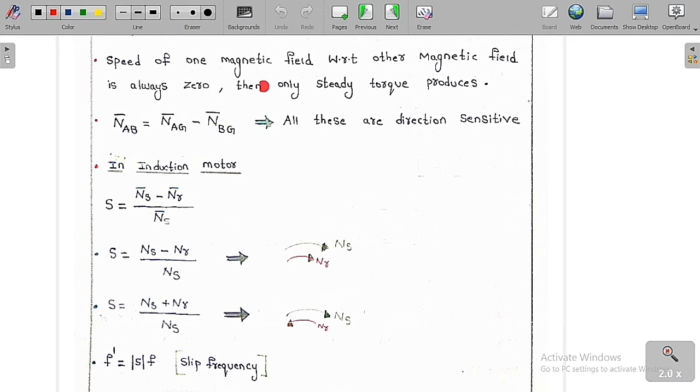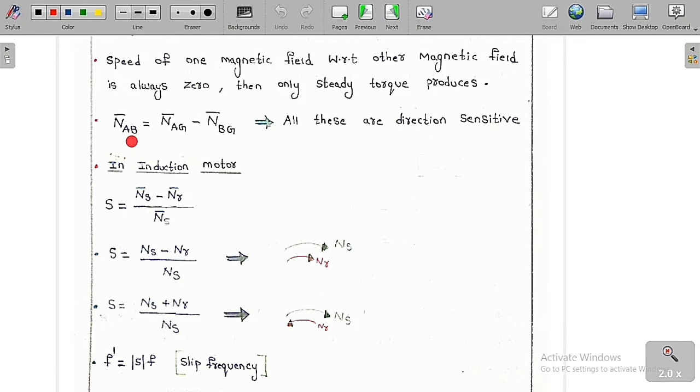So, a very important point: the speed of one rotating magnetic field with respect to the other rotating magnetic field is always zero. Then only steady torque is going to get produced. It means that the two rotating magnetic fields must rotate in the same direction with the same speed. Then only we can say their relative speed difference is zero, and a steady torque is produced.